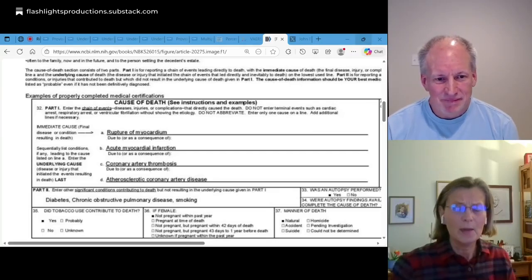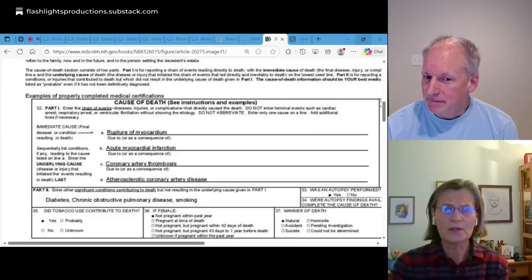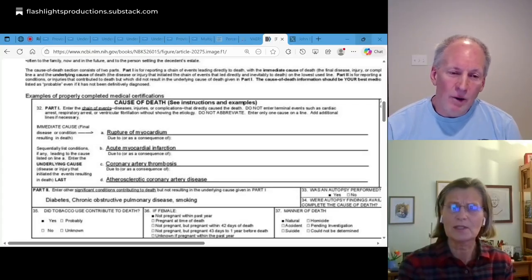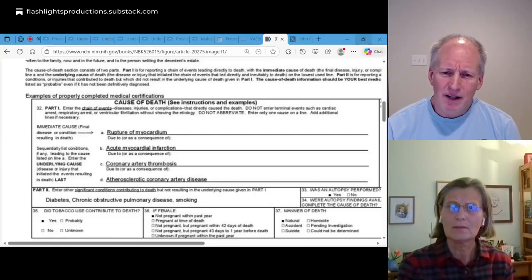By the way, are these death certificates online? I mean, do they fill them in on a computer or are there some handwritten ones? I don't know actually. I've never seen one handwritten. It's always been typed.